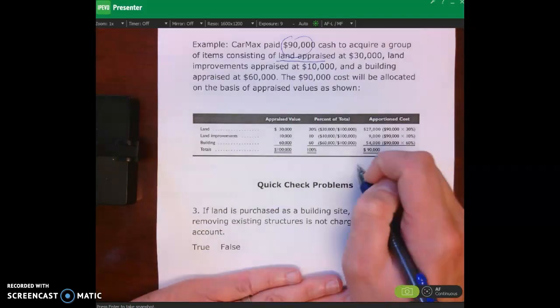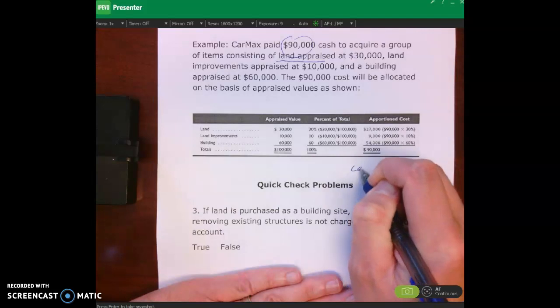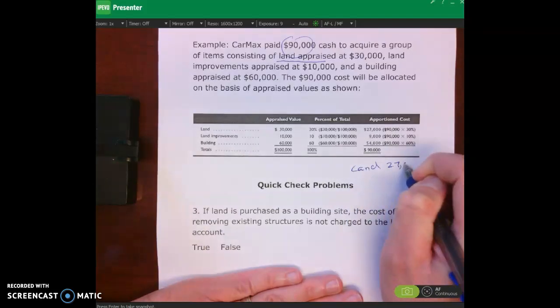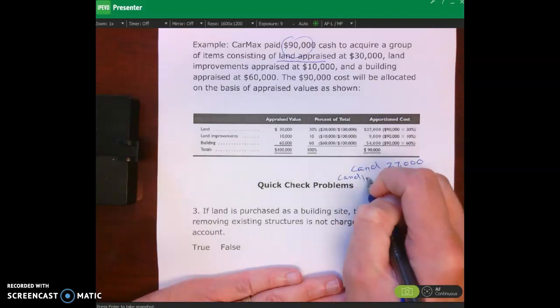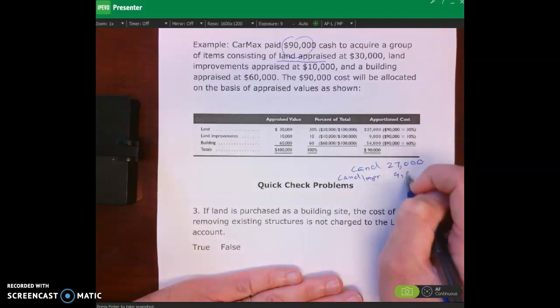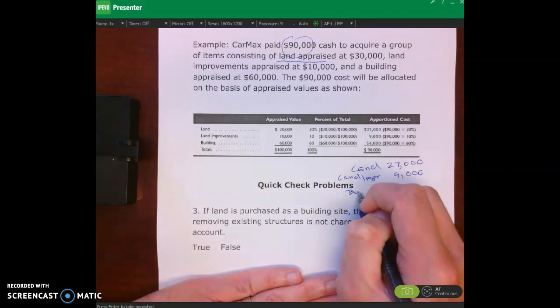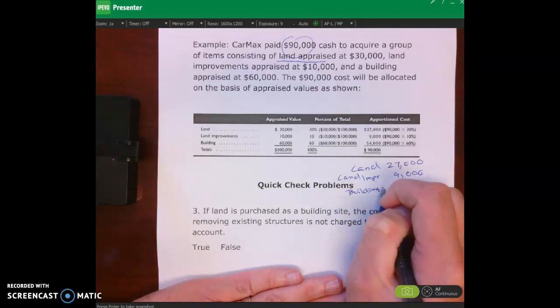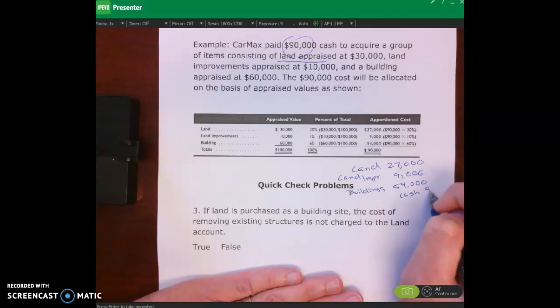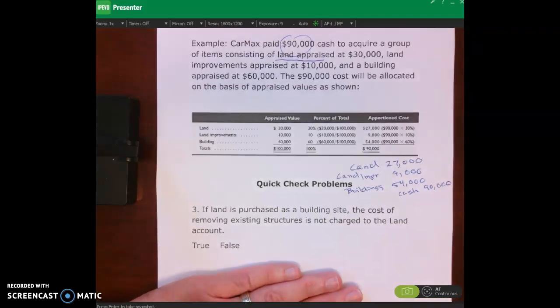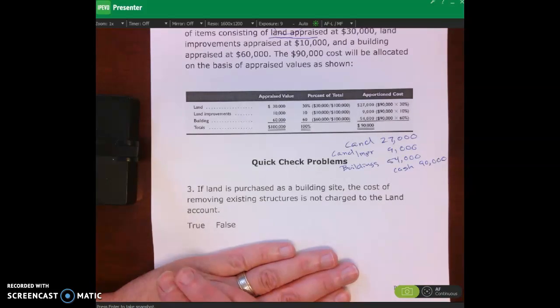Then with our journal entry, we debit land 27,000, debit land improvements 9,000, debit buildings 54,000, and credit cash for 90,000. That would be our journal entry right there. And that's why it's important to separate those out, so you can do your journal entry right.